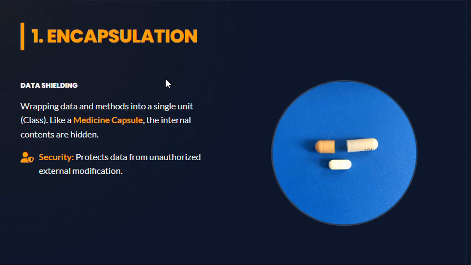Now let's talk about the four pillars of object oriented programming. The first one is encapsulation. Think of a medicinal capsule. The internal medicine is hidden and protected by the outer shell. In Java, we wrap the data and the methods inside a class, which acts as a shell. This is called data shielding. It ensures that no one can accidentally mess with our internal data from the outside. It's all about security.